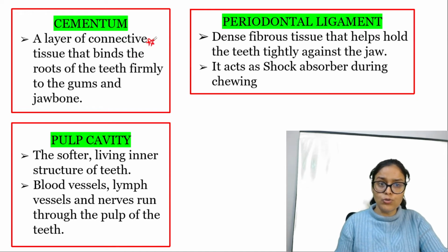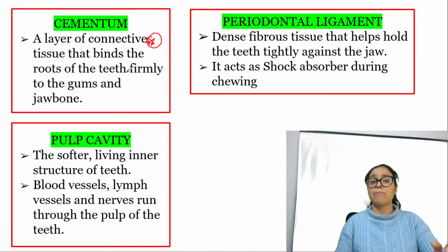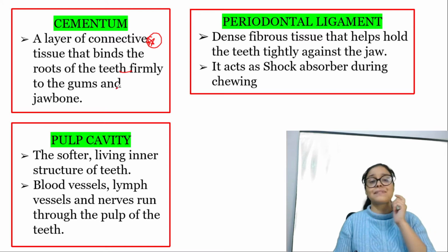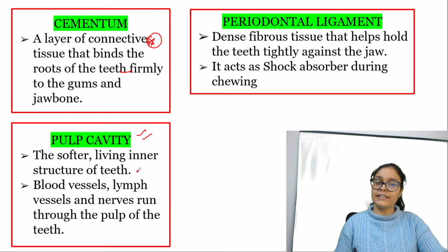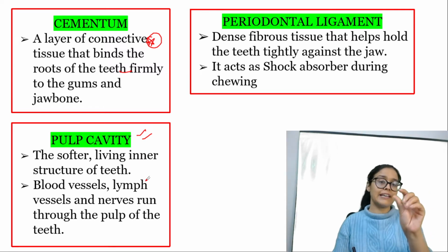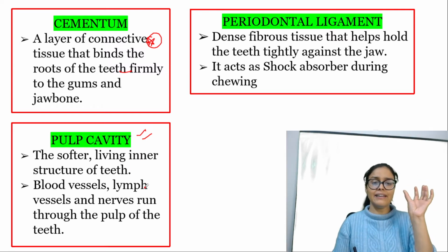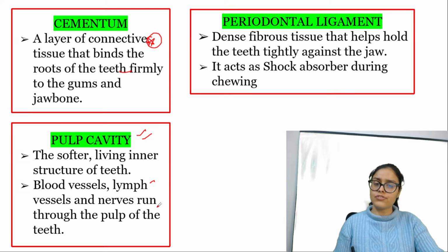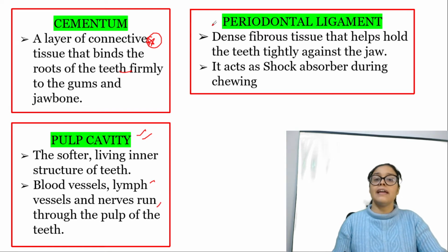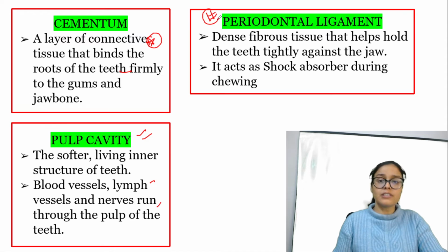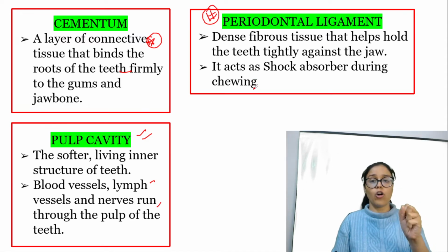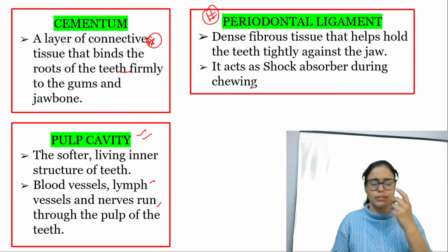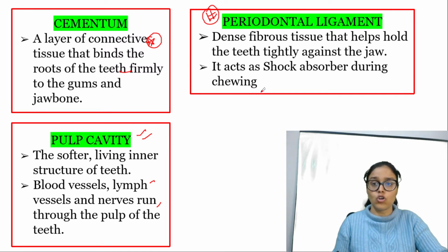Cementum, I have told you, it's a layer of connective tissue, binds the teeth firmly in the gums and jawbone. Pulp cavity is the softer inner lining of the structure. I have told you it's a cavity, right? Enclosed by dentine, having the blood, lymph and nerve supply. Already told you. And when we talk about periodontal ligament, it's a fibrous tissue that basically holds the teeth very tightly in the socket.